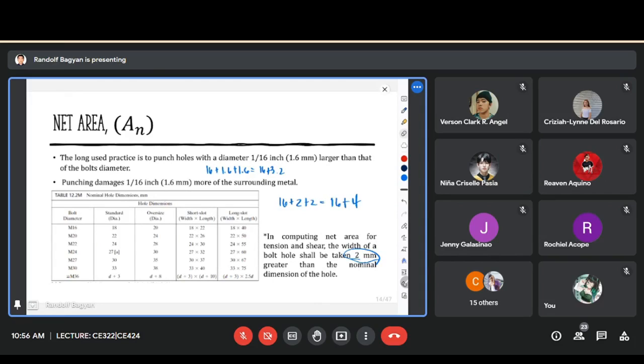Alright? Sir, paano kung yung bolt diameter namin 17 mm, ganun, 19 mm? Hindi ganun pa rin if it lies on this, plus 2 pa rin naman siya dito, di plus 2 pa rin.